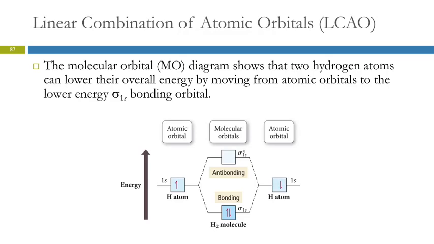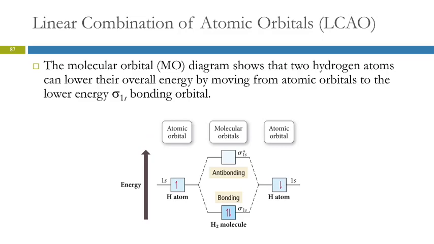So we draw diagrams, molecular orbital diagrams. And this shows how two hydrogen atoms can lower their overall energy by becoming a hydrogen molecule, H2 molecule. So the way we draw these things is we put orbital diagrams for each of the atoms on the outside, and then in the middle we show how those combine to molecular orbitals. And as is our convention, energy is increasing as you go up.